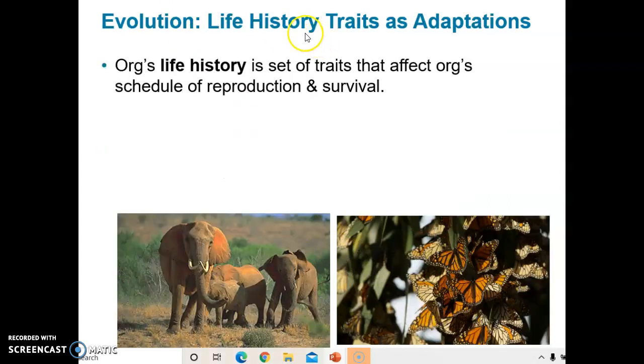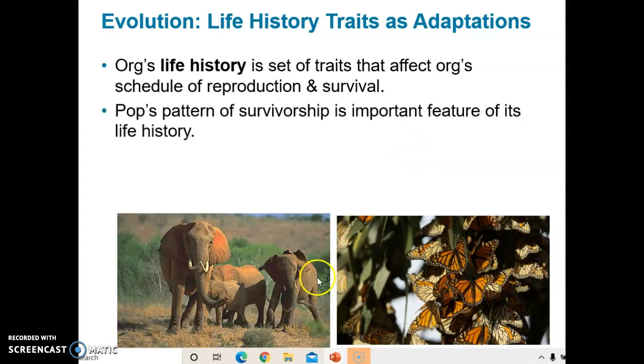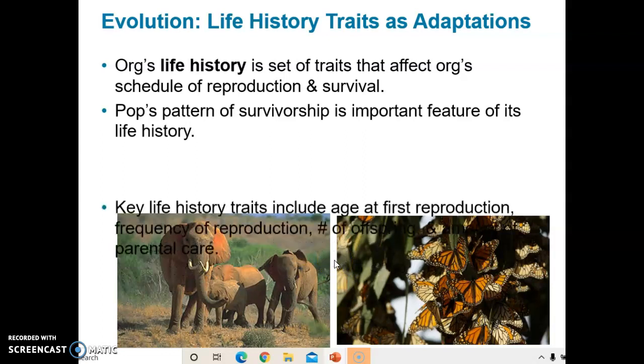So let's look at how life histories correlate with evolutionary adaptations of organisms. An organism's life history is the set of traits and characteristics that affect the organism's schedule of reproduction and survival. It's different for different organisms. Population patterns of survivorship are an important feature of the life history of different species.